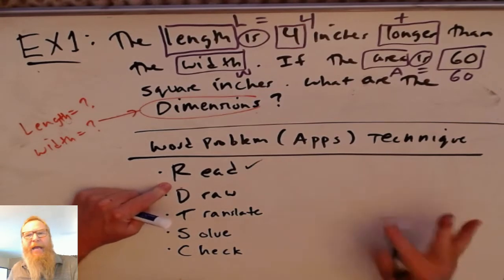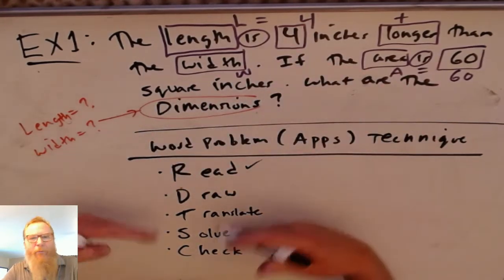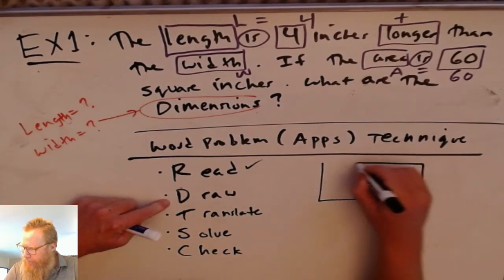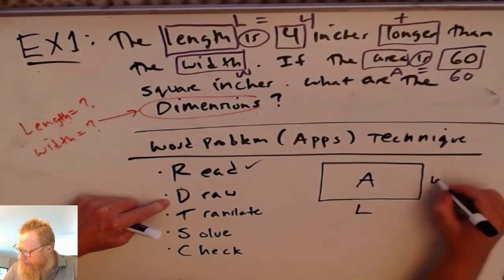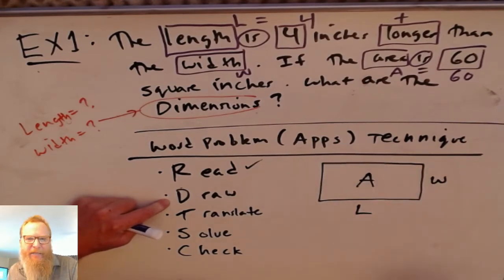All right, good. We read it. You can read it several times if necessary. Go back and read as you're drawing. So now let's draw a picture. We got a picture here. A is the inside. We got L. We got W. You don't need to label all 4 sides unless you really want to. Just pick 2 of them.